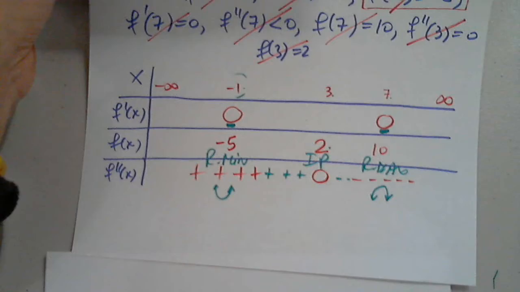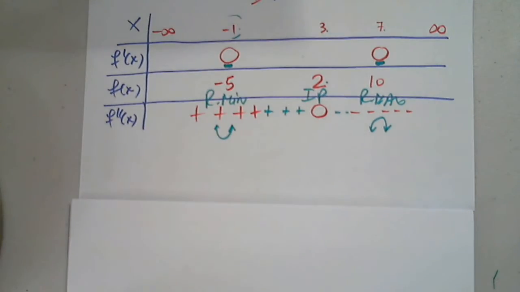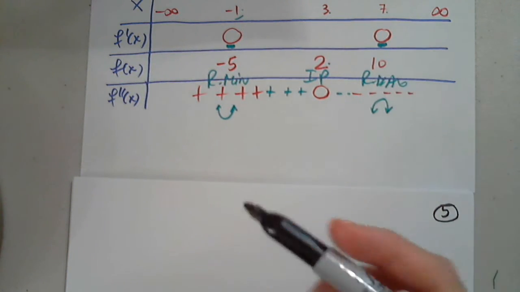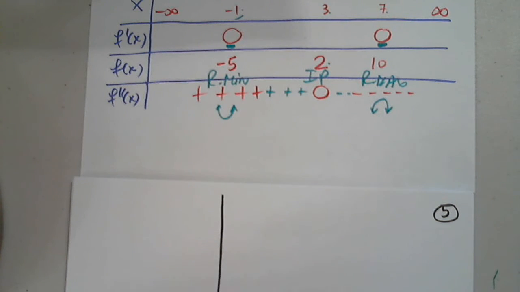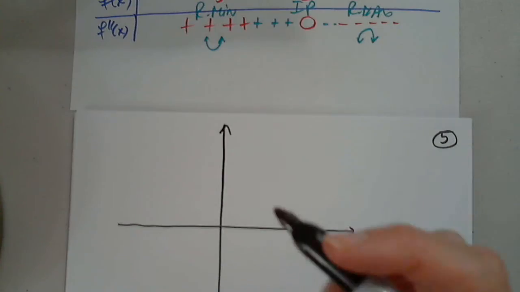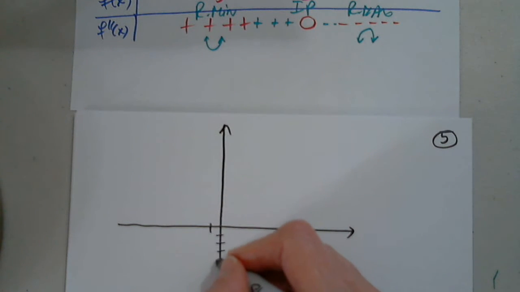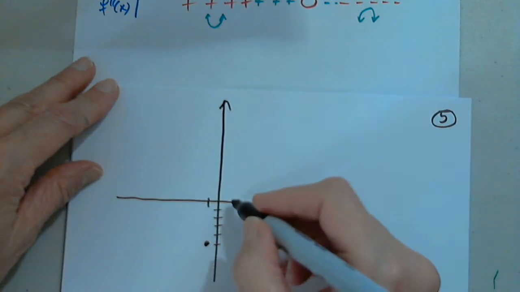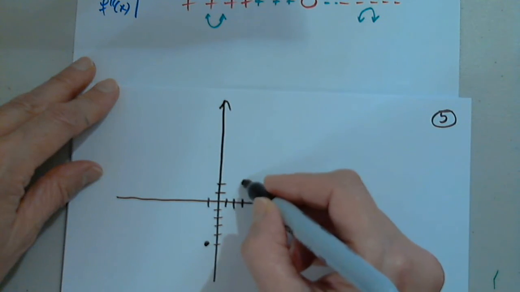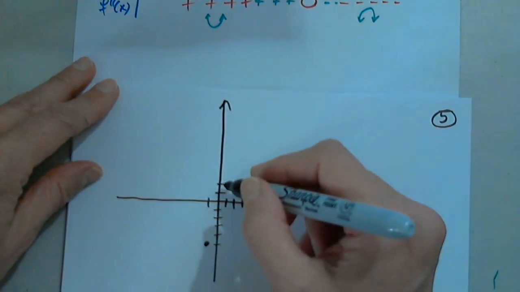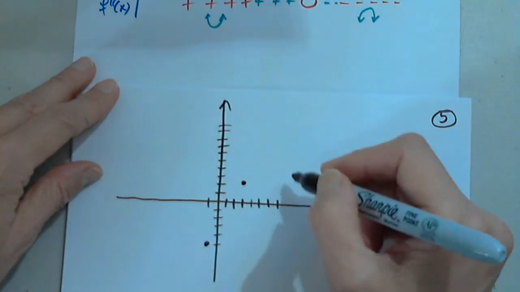So now we can come up with any graph you want that fulfills the given conditions, and we can add on whatever else we want. It doesn't matter, as long as the given conditions are fulfilled. So let me see. We go to negative 5 and up to 10. Okay, at negative 1 is negative 5, and it has a relative minimum. At 3 is 2, and that has to be an inflection point. And at 7 is positive 10.